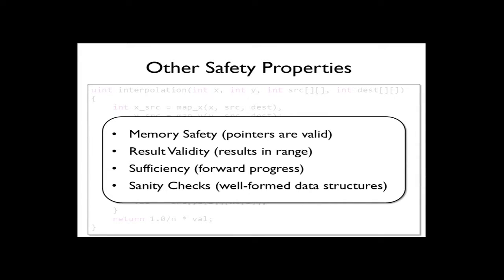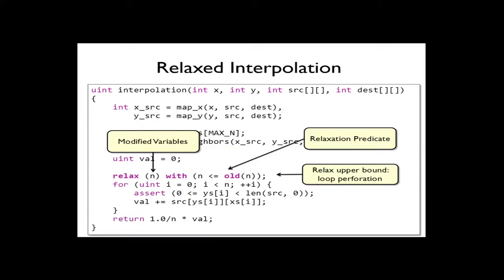So now, given a set of safety properties that give us an execution envelope, we can think about how to relax this program's semantics. The way that we've done this in this work is by introducing a new statement for relaxing the semantics of a program and introducing approximation. It is called the relax statement that I have here.